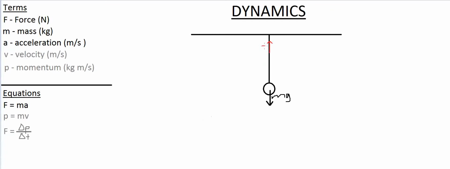So this is tension. Tension is basically the force that the string acts on the object to make sure it doesn't fall. In this case, the tension is basically just mg. It's basically just mg.